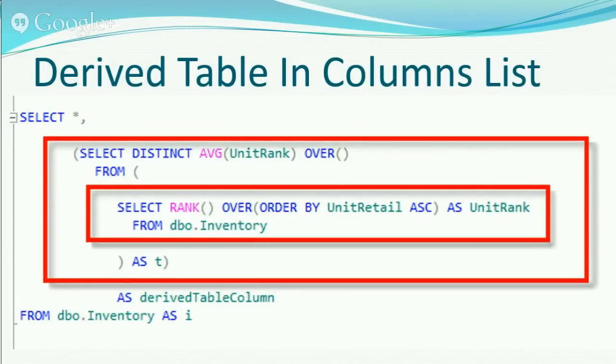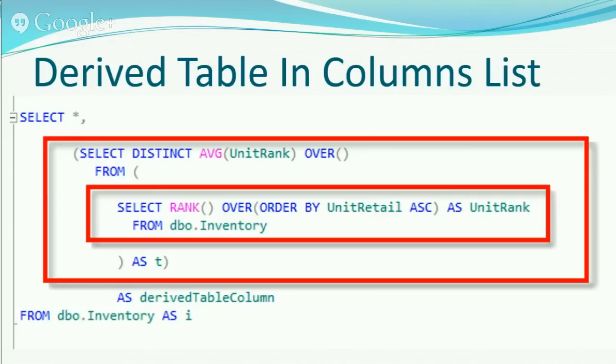You can also use it in the column lists. So for instance here, I'm just saying select star from inventory. However, the second thing that's being selected past the select star is a subquery or a derived table. So it's saying select distinct average unit rank, and this happens to be the same subquery I used in the previous one. So for every row, you're going to get all of the columns returned out of inventory plus another column that's being calculated for the average unit rank over that subquery there.